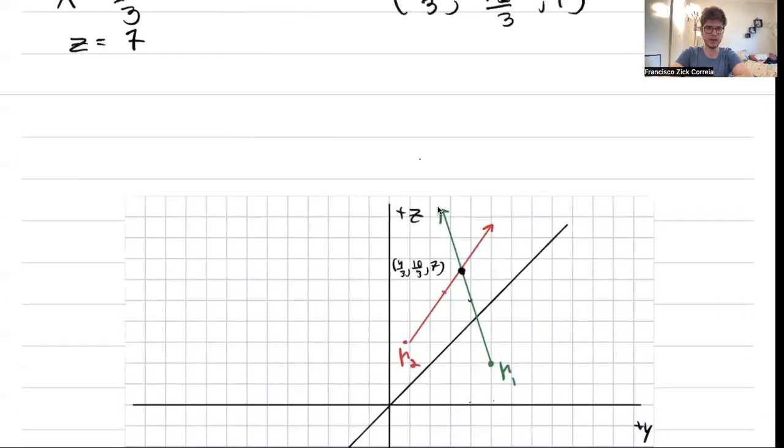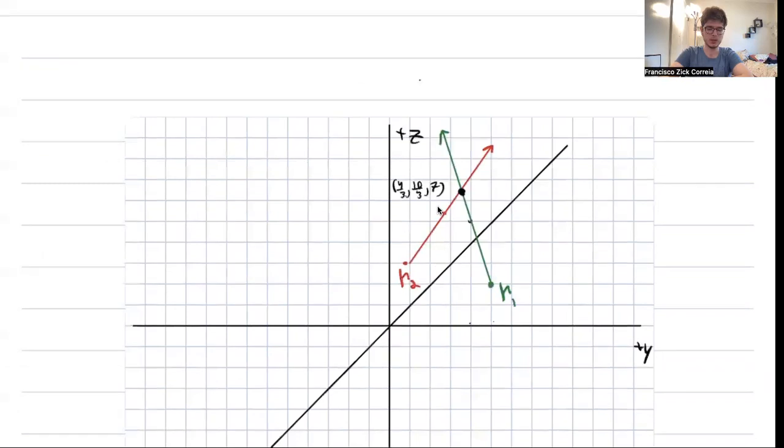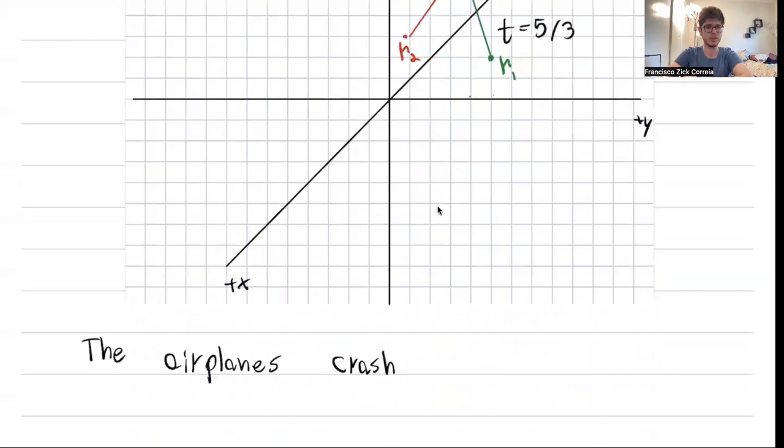And here I just went ahead and I graphed it. So this is R1 and R2 right there. R1's here, R2's right here. And then t, sorry about that, t is equal to 5/3. And t prime is equal to 4/3. So from this, we can tell that the two airplanes do crash and everybody dies.